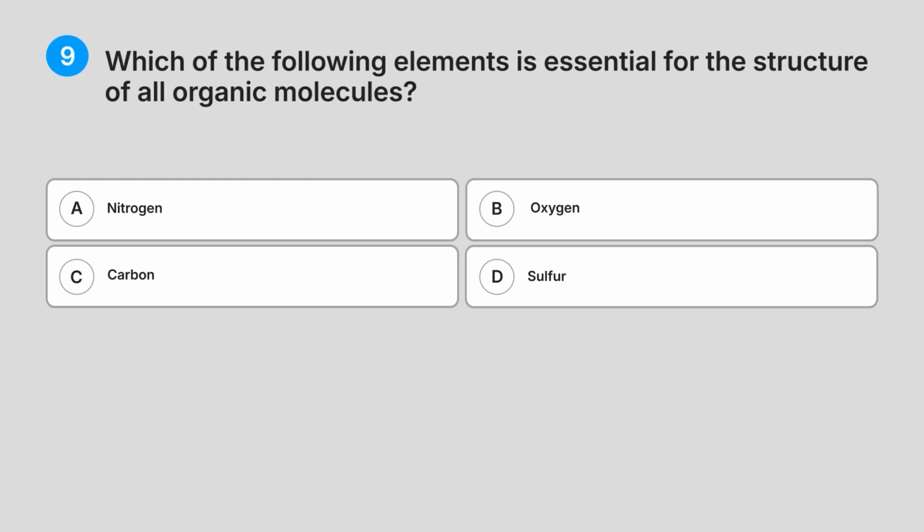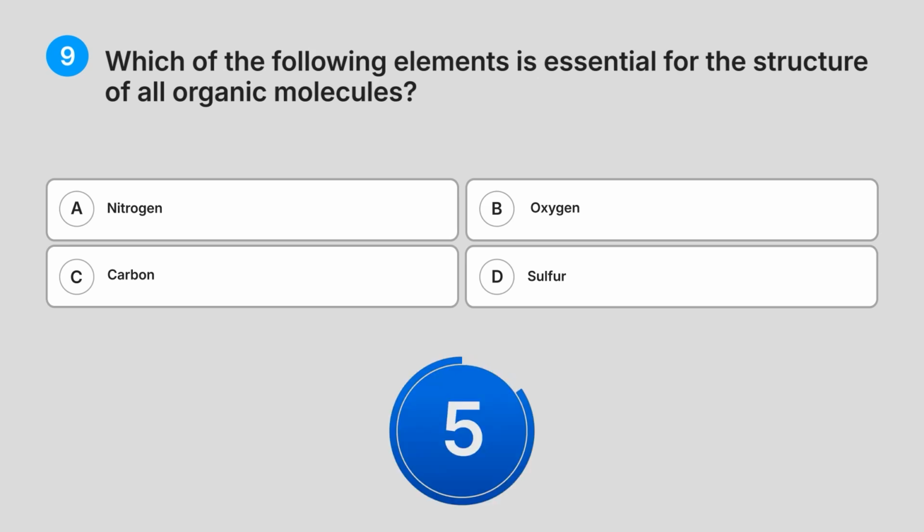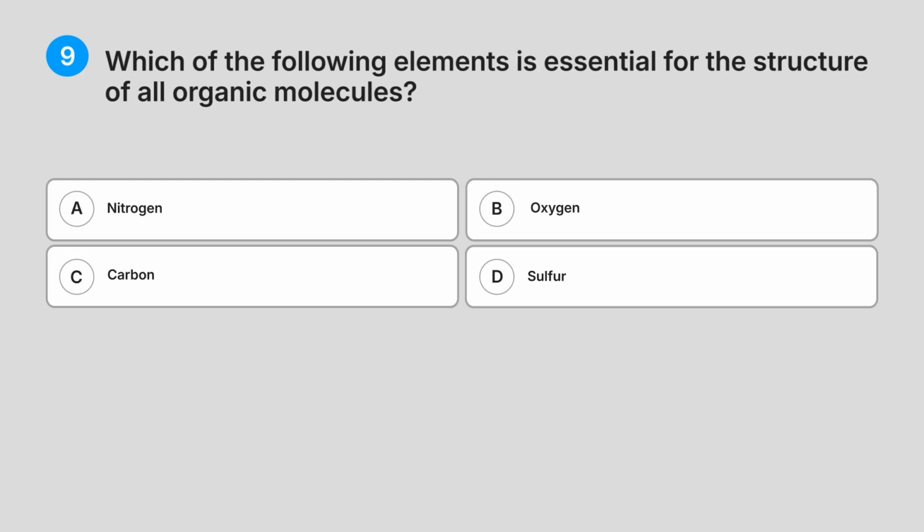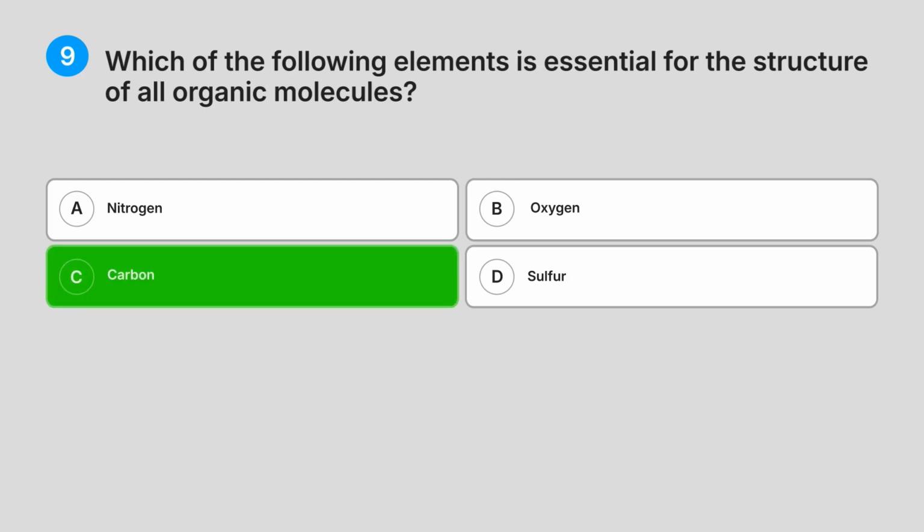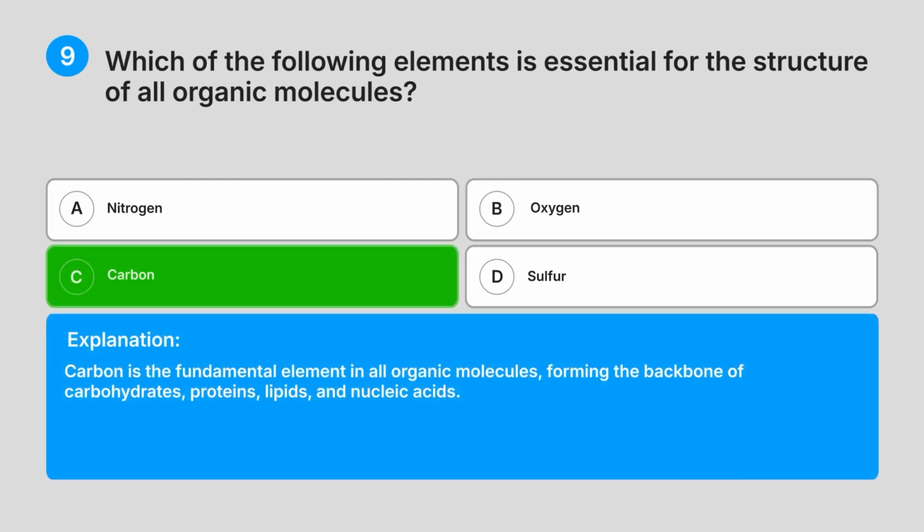9. Which of the following elements is essential for the structure of all organic molecules? A. Nitrogen. B. Oxygen. C. Carbon. D. Sulfur. Can you guess the answer? Correct answer: C. Carbon. Explanation: carbon is the fundamental element in all organic molecules, forming the backbone of carbohydrates, proteins, lipids, and nucleic acids.